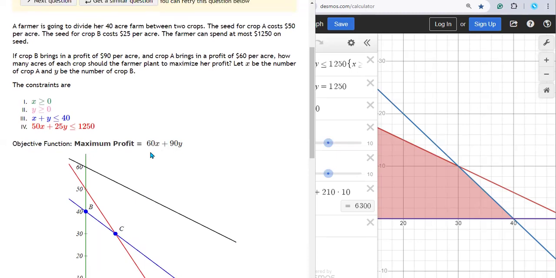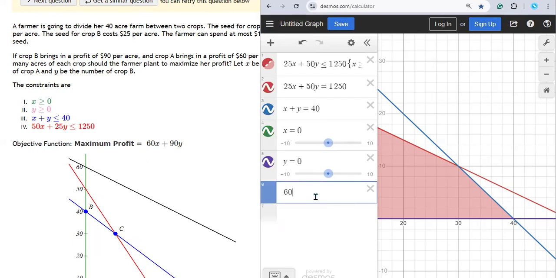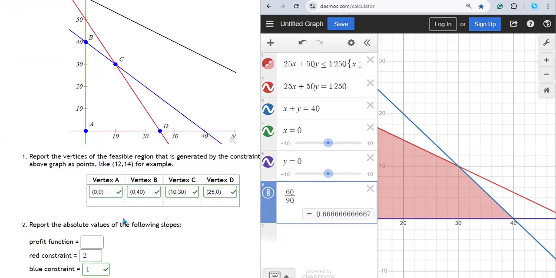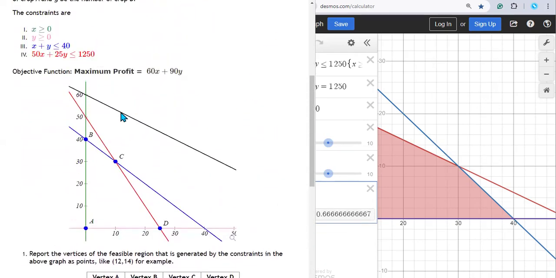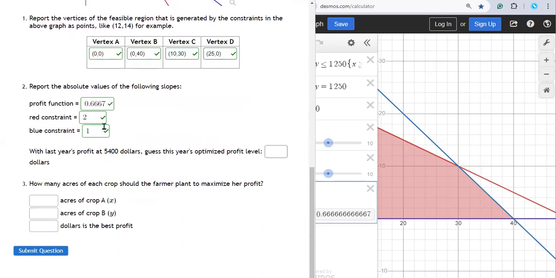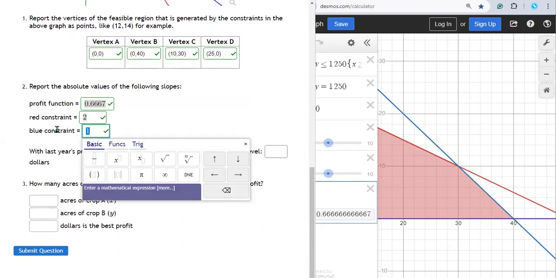The profit function has coefficients of 60 and 90. So the profit function, if I solve this for Y, I've got to divide both of these by 90. So 60 divided by 90, which is 0.6667. Press enter. Okay, so now notice what happens to the profit function. This line is flatter than the red line and the blue line. Its slope is less than both slopes.